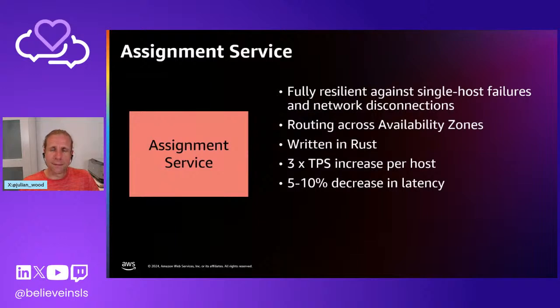So the assignment service is fully resilient against all different kinds of failures, from host and network, even to full AZs, using this partition leader approach. And it means we can also slim down the service, making Lambda more efficient to run behind the hood. And for those that are interested, I know you've had some people talking about Rust before, this is actually written in Rust for performance, memory safety, and also latency. And it actually tripled the amount of transactions per second that we can run on a host, while reducing the latency.